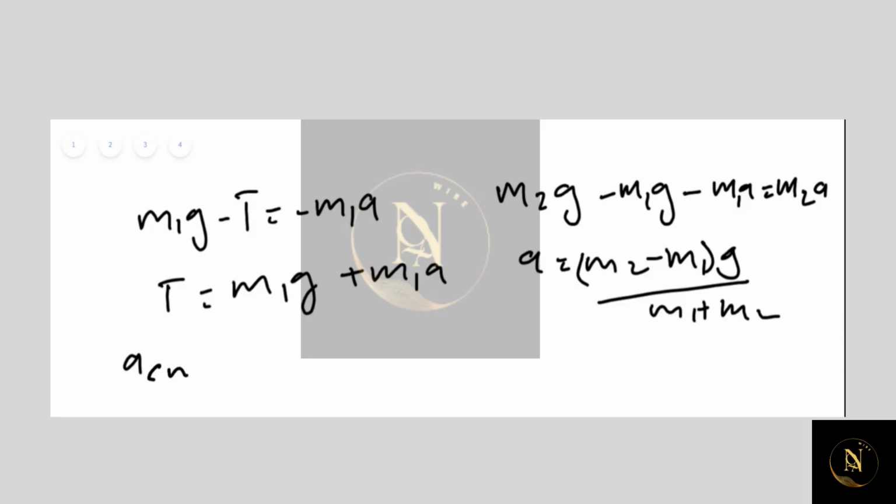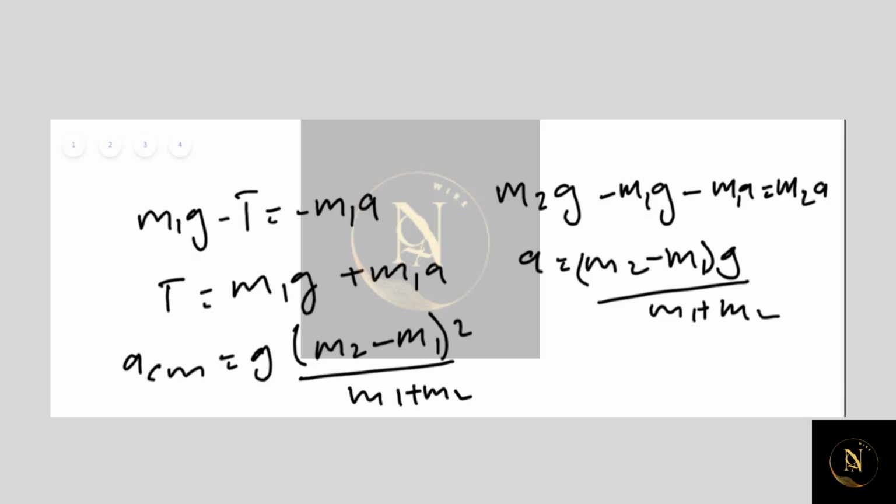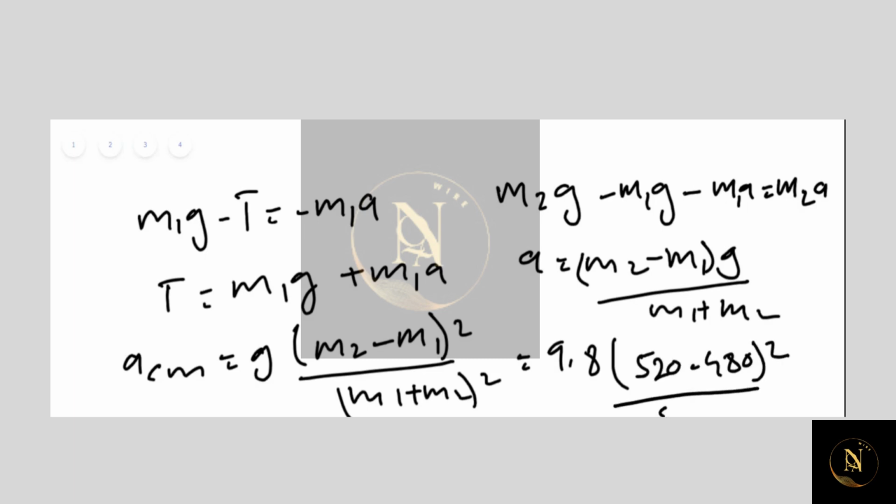So the acceleration of the center of mass will be g times m2 minus m1 squared divided by m1 plus m2 whole squared. Substituting values, 9.8 times 520 minus 480 squared over 520 plus 480 squared. This gives us an acceleration of the center of mass of 1.6 times 10 to the power minus 2 meter per second squared, which is downward.